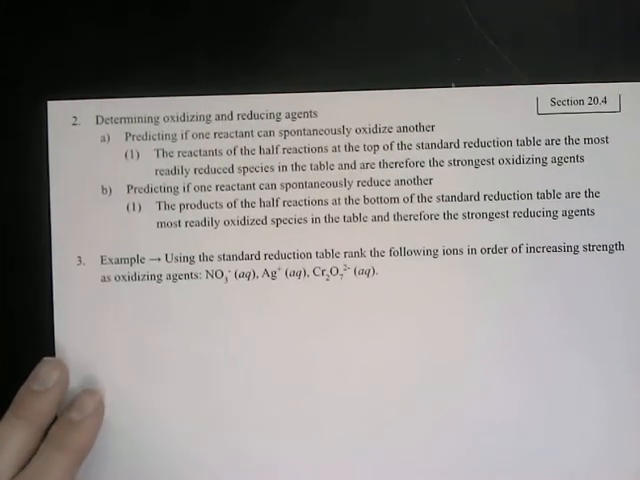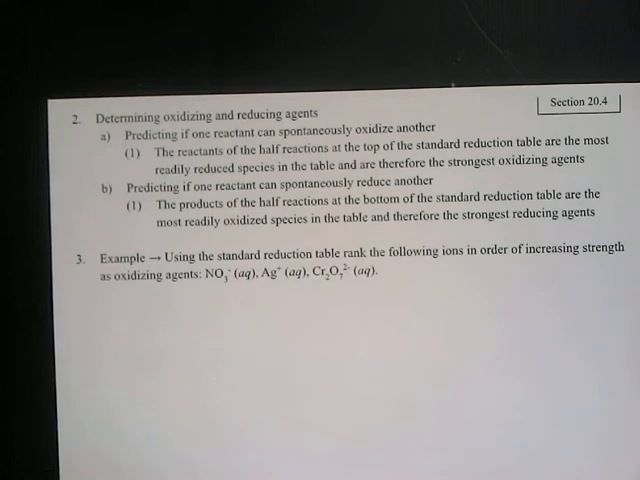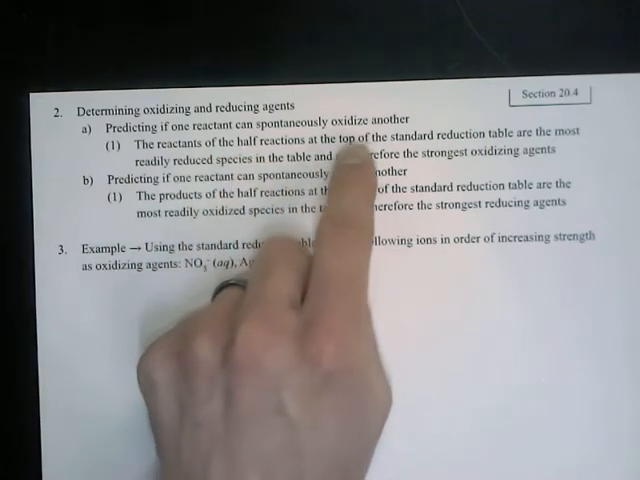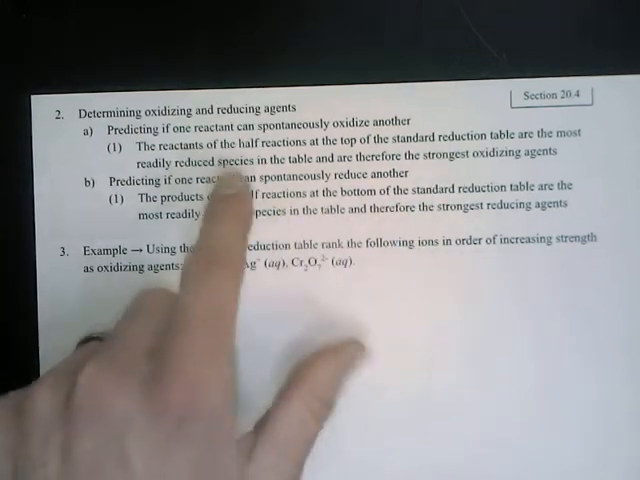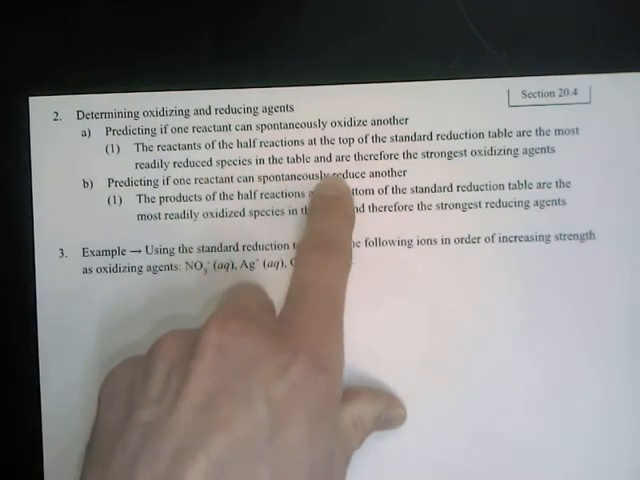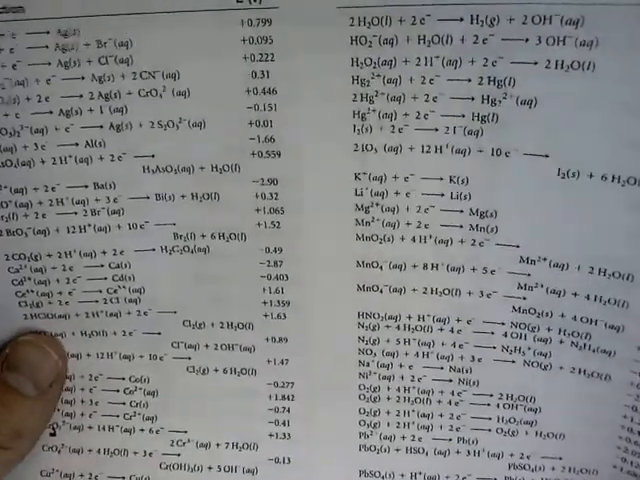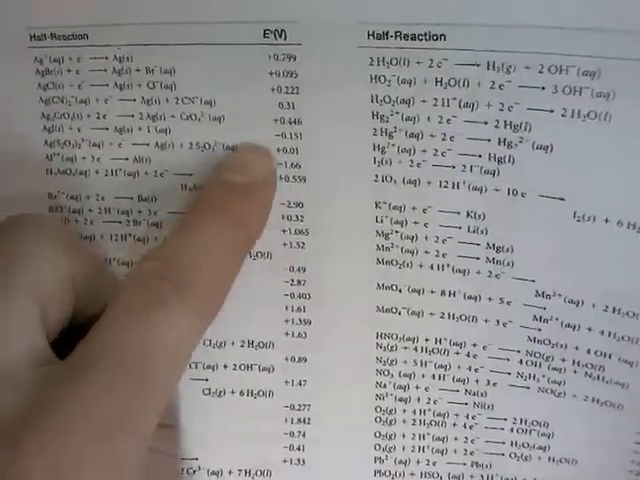All right, so with this here, we have just a little bit more direction and guidance, and it says at the top, predicting if one reactant can spontaneously oxidize another. Here is our key thing. The reactants of the half reaction at the top of the standard reduction table are the most readily reduced species in the table and are therefore the strongest oxidizing agents. So at the top of the table, this is why this table is labeled the way it is. It says the stronger oxidizing agents are located at the top.